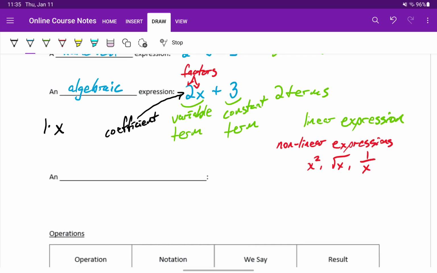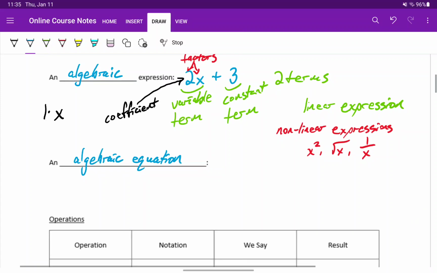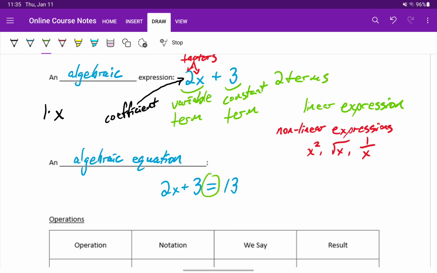The last term that we'll take a look at is an algebraic equation. An algebraic equation isn't too much different from an algebraic expression except for one key piece. If we had something like 2x plus 3 represented again, then we would have an equal sign and some value on the other side. So we just want to keep in mind that distinction. An expression has no equal sign, and then an equation has that equal sign in between the values on the left and right hand side of the equation.